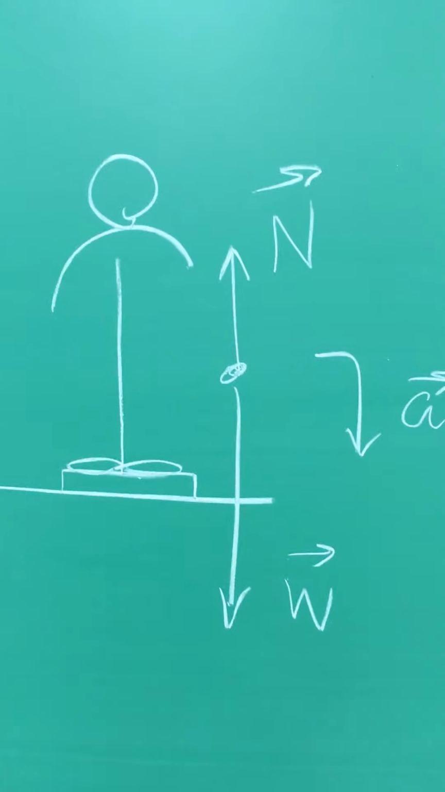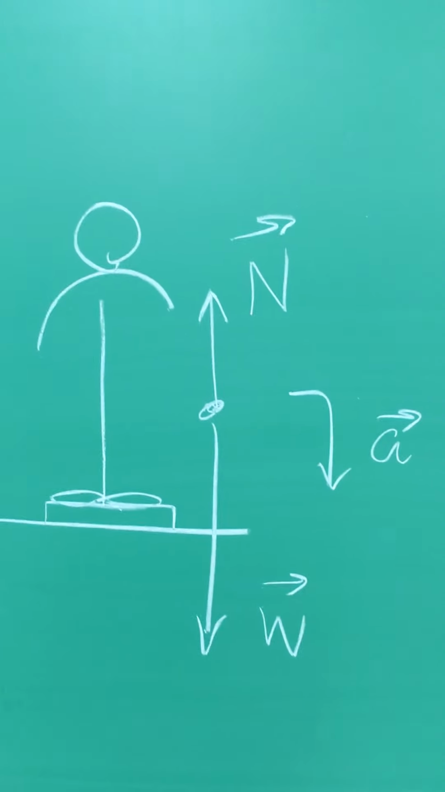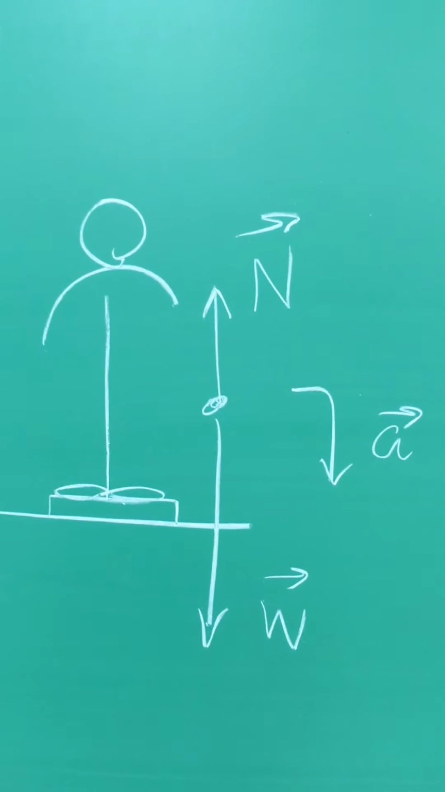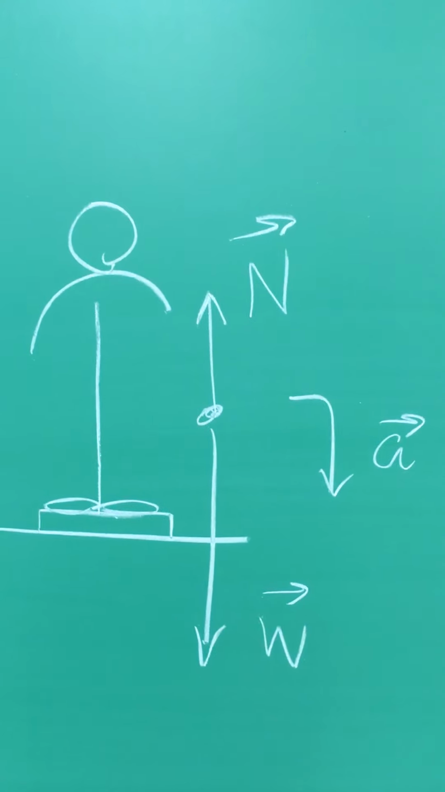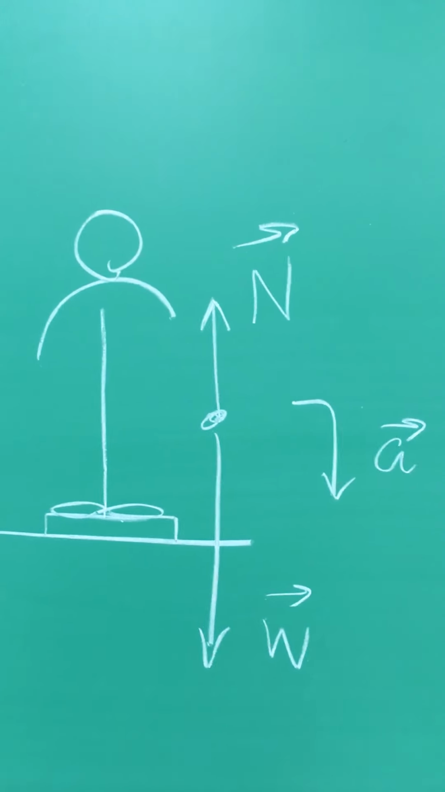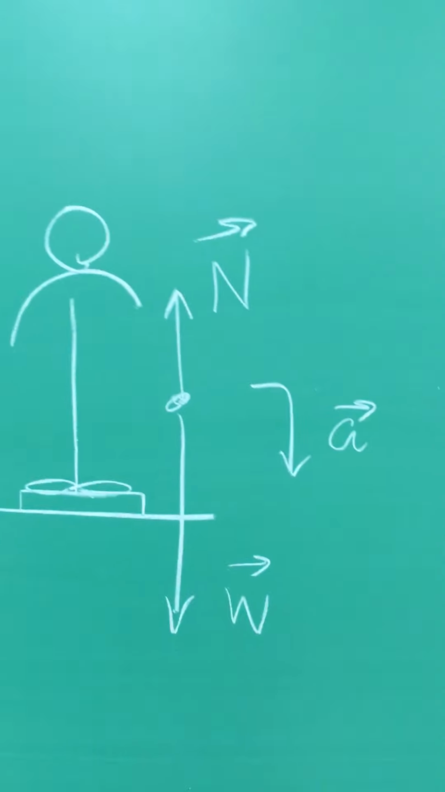Likewise, if I come to whatever floor I'm looking for, and the car slows down, then I'm accelerating downward, and the normal force is going to be smaller, and the needle on the scale is going to point towards the left.